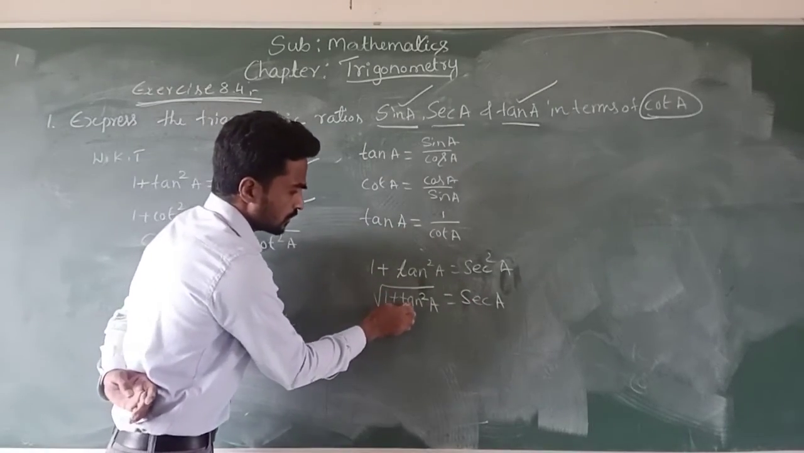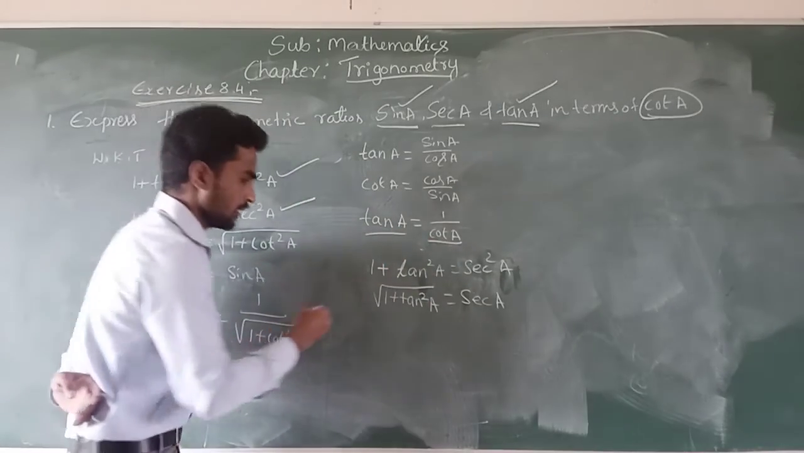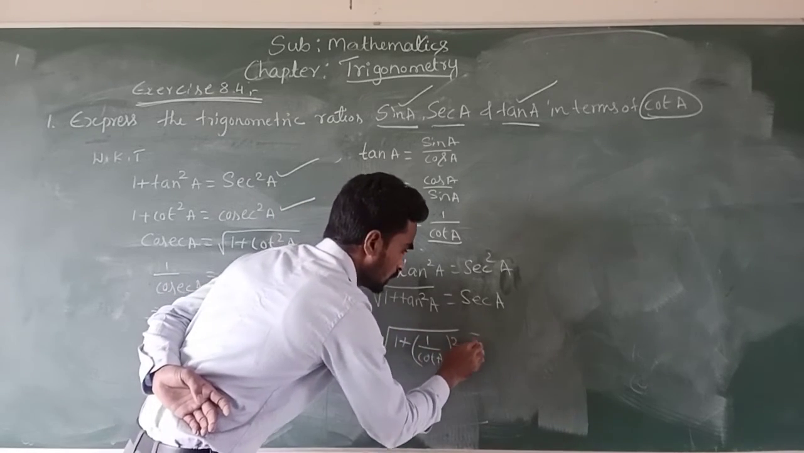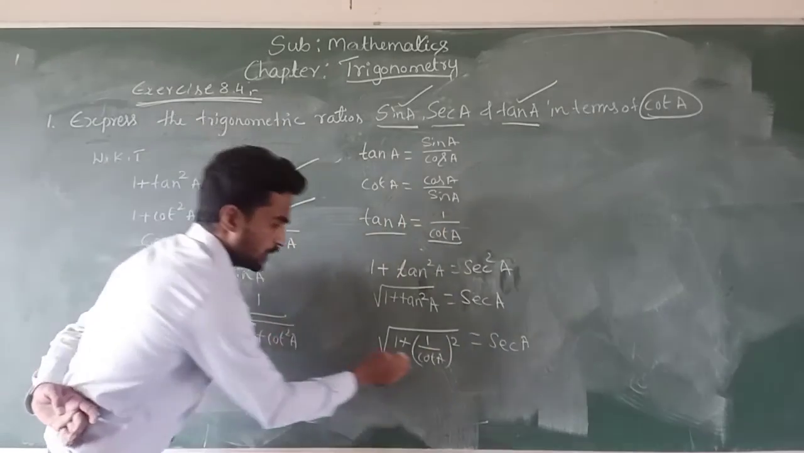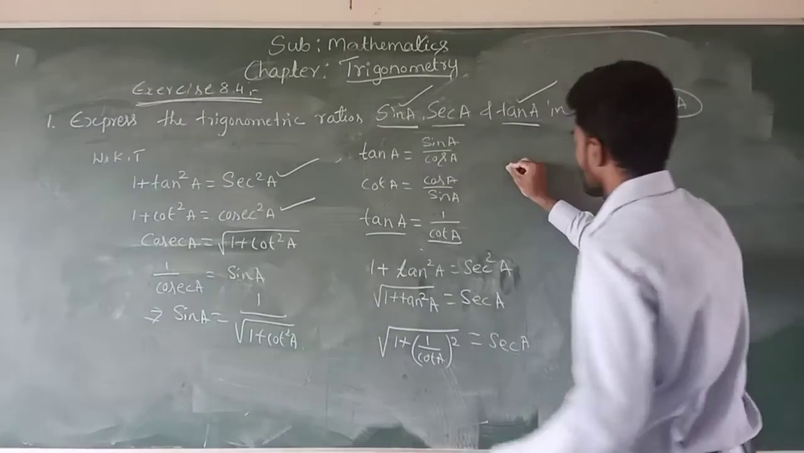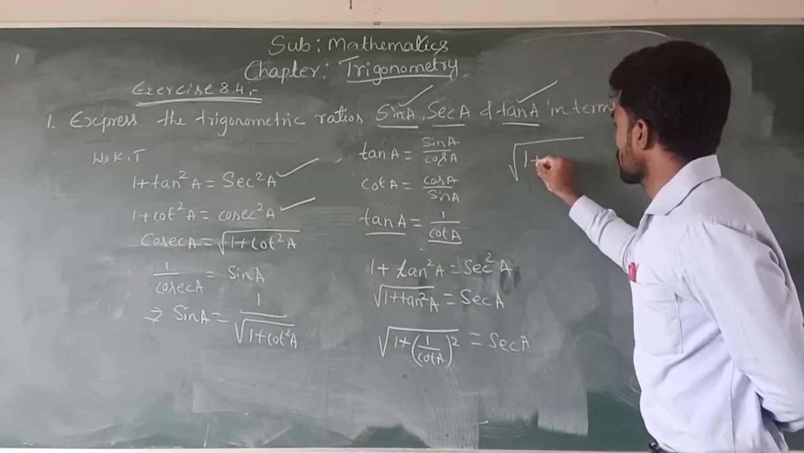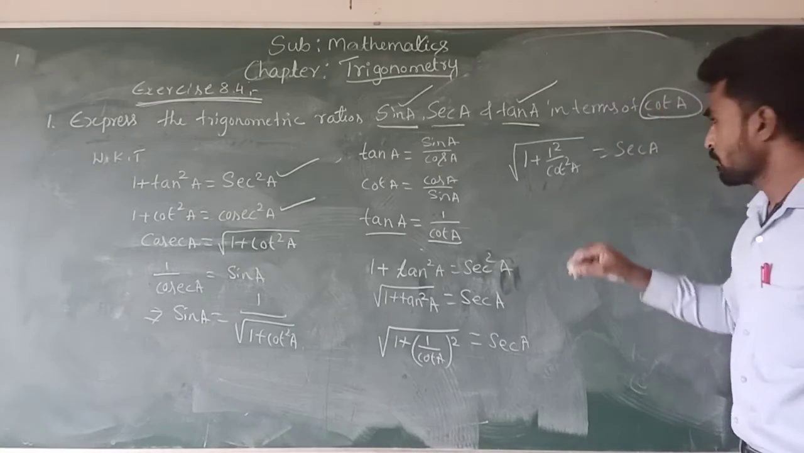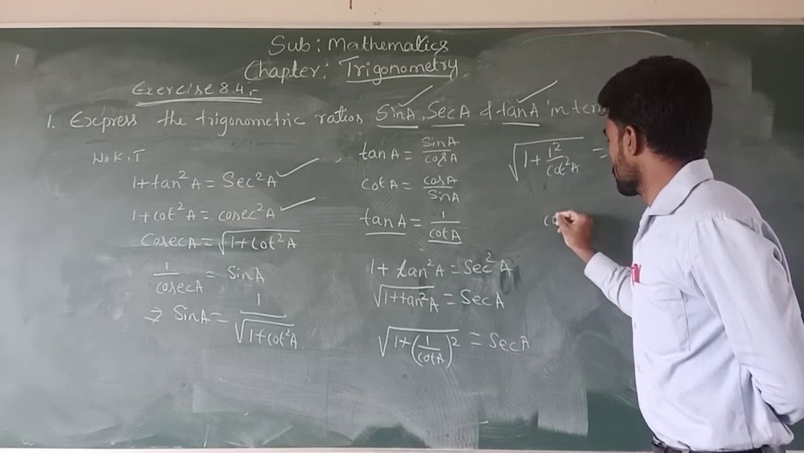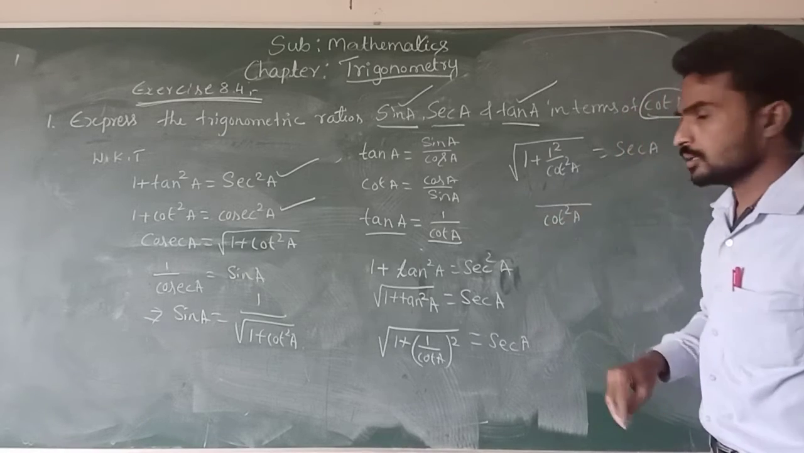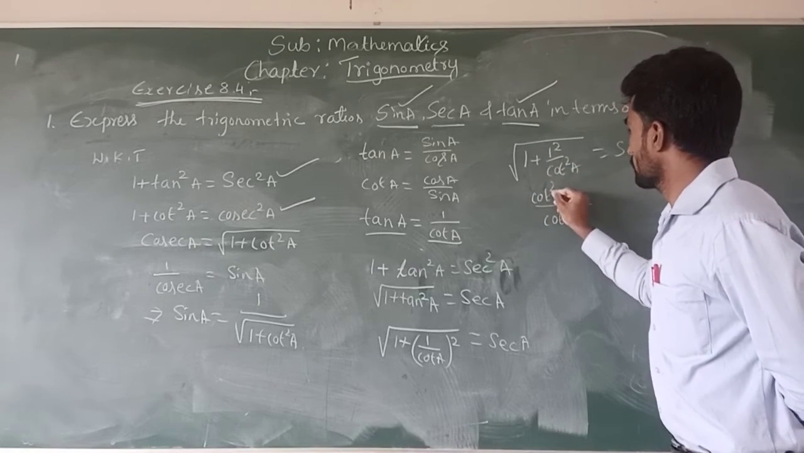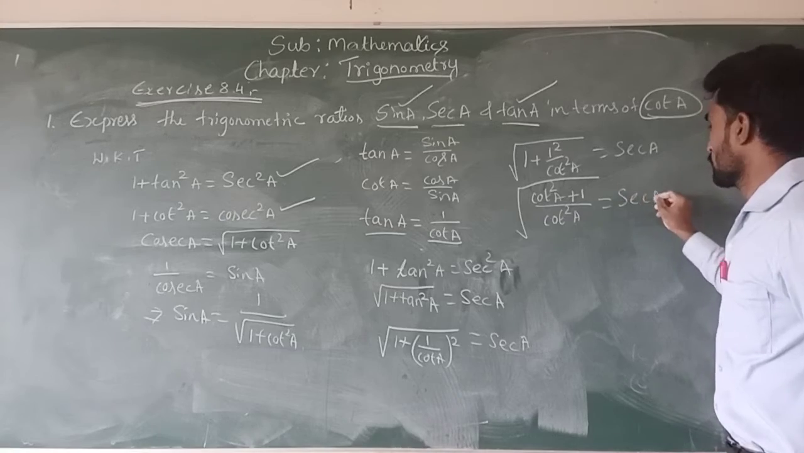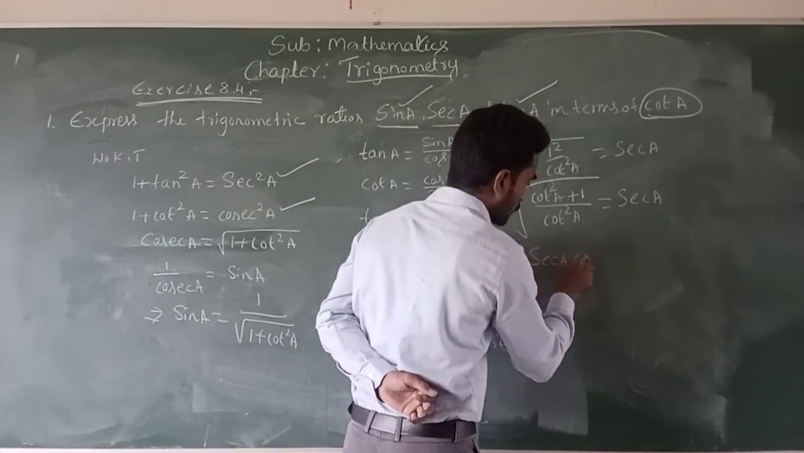Now substitute the tan A in terms of cot A. Then square root of 1 plus 1 divided by cot A whole square is equal to secant A. Solving this, we get square root of 1 plus 1 square divided by cot square A, equal to secant A. Then simplify this one, take LCM, that is cot square A. Then cross multiplication, square root of cot square A plus 1 over cot square A, equal to secant A. Then secant A is equal to secant A.